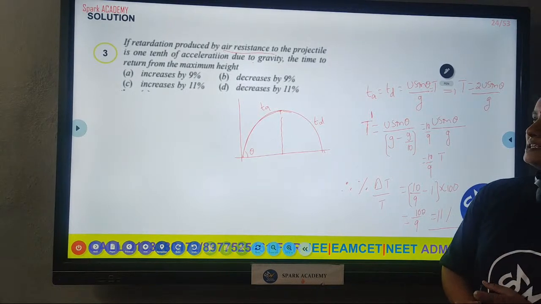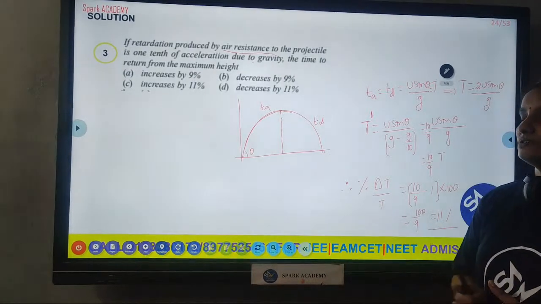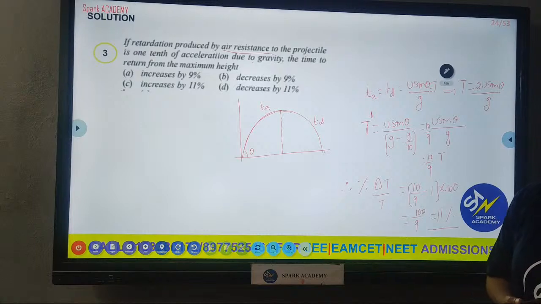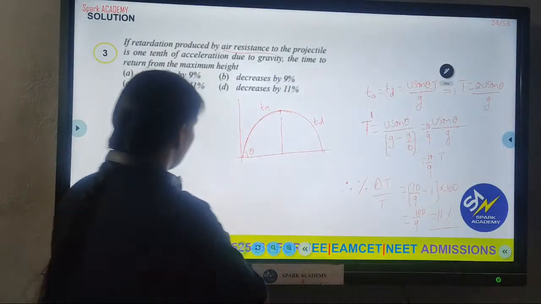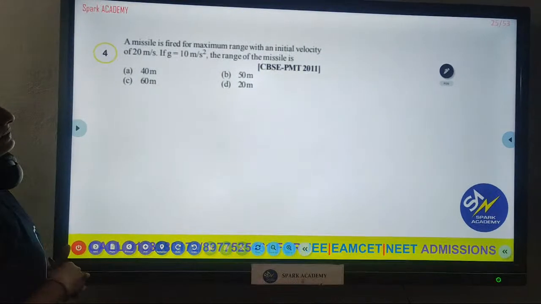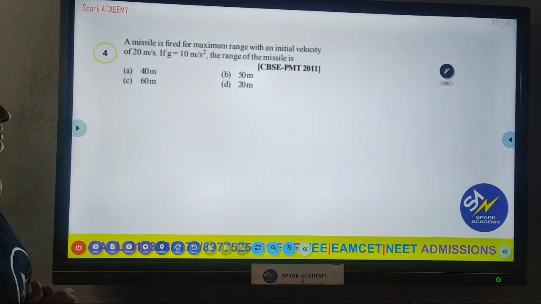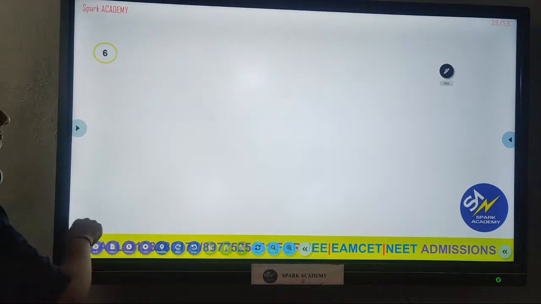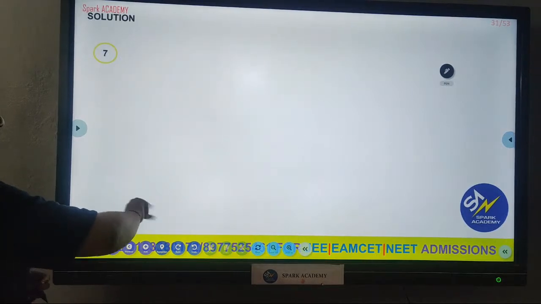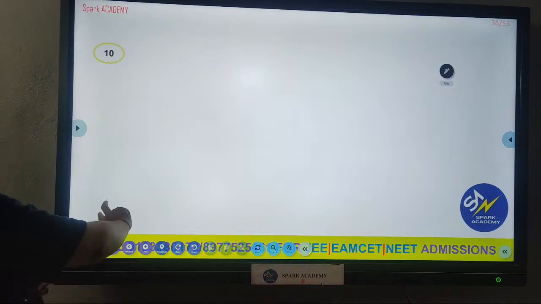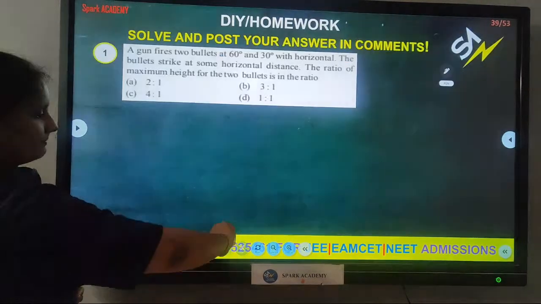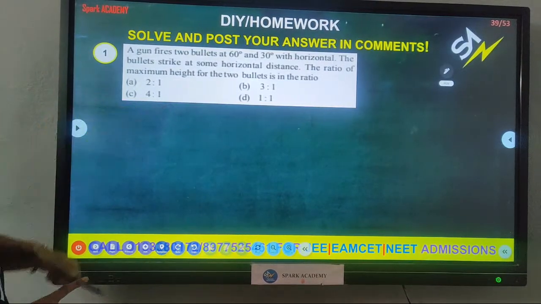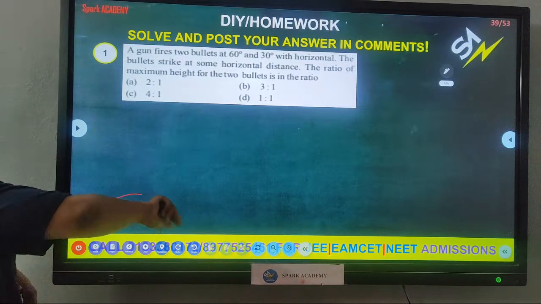So students, in today's session, this is the required discussion about oblique projectile motion and horizontal projectile. Here I have given a few previous days' questions also. You can try them and drop your message in the chat. You can solve these questions along with those two, and post your answers in the comments.